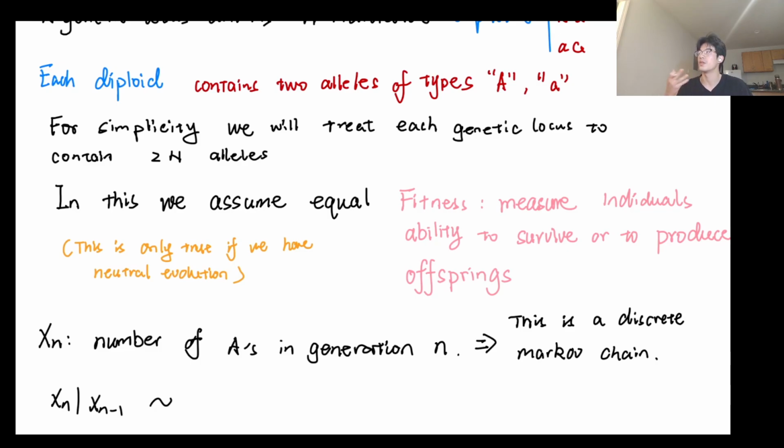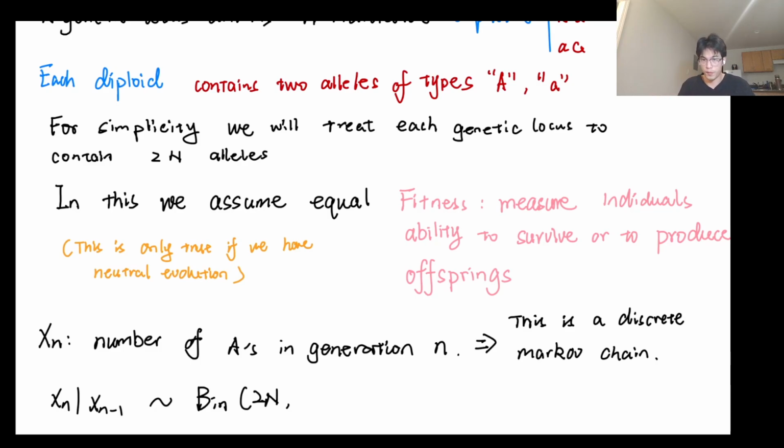If you know the previous generation, the number of big A's in generation n minus 1, then you will know the probability distribution of xn given xn minus 1. And it's a binomial distribution because each generation has 2n alleles, so in total we would make 2n draws. And what is the probability of success, or probability of drawing a big A? It depends on how many big A's are contained in the previous generation.